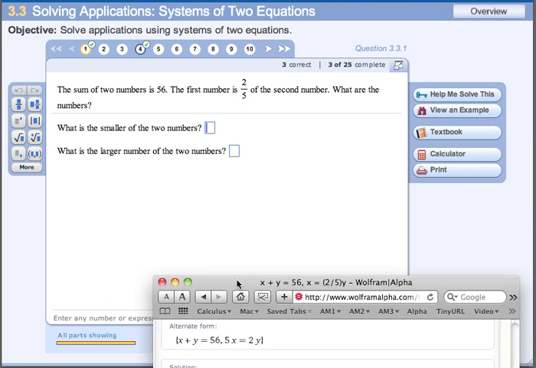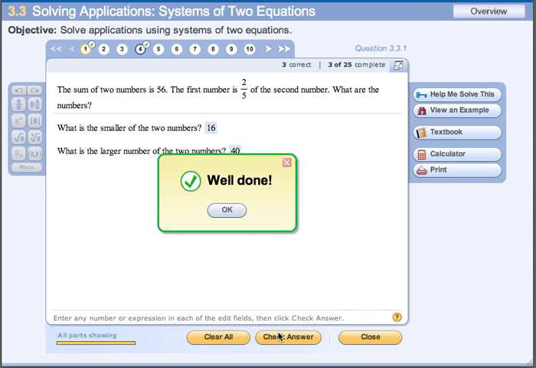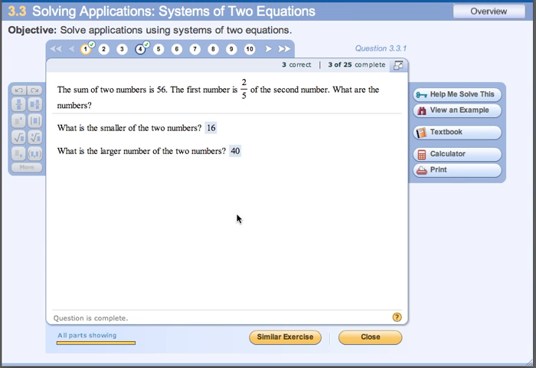Okay, let's get this out of the way. What is the smaller of the two numbers? It is 16. Tab. What is the larger of the two numbers? It is 40. Now I'll ask MathXL to check my answer, and we get a positive affirmation. Okay, so we found the simple sum first. It was apparent as could be in that first sentence right there. The sum of two numbers is 56. It won't always be that obvious, but once you start looking for it, once you use this tool, you'll see it everywhere. 90% of the problems.